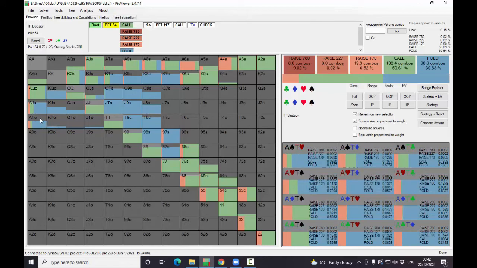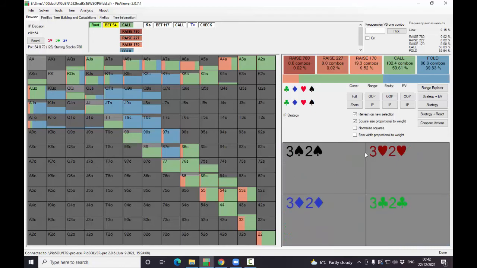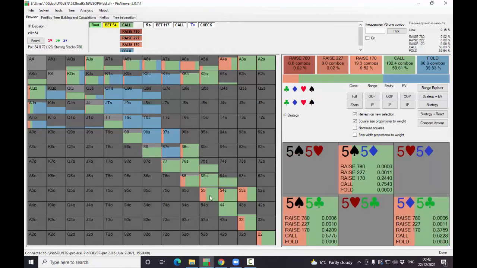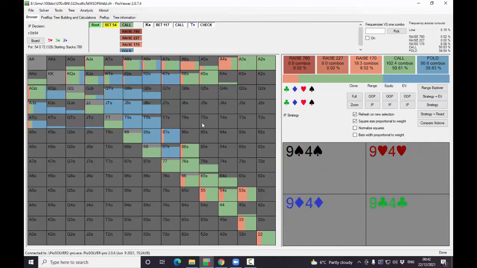Even stuff like ace jack and ace 10 has to fold as well. This unsuited stuff over here as well. And then I mostly call when I continue. I do a little bit of raising, but not too much. And actually, the only hands that raise more than they call are ace-4 suited and ace-6 suited. Most of my hands I just want to call.